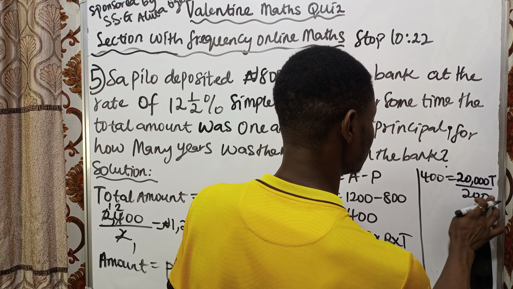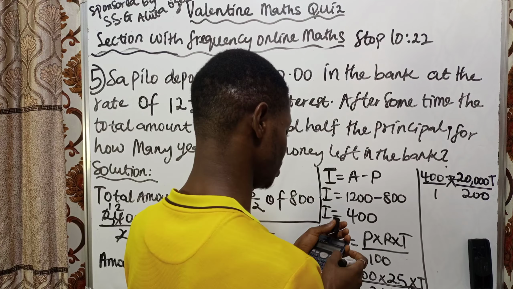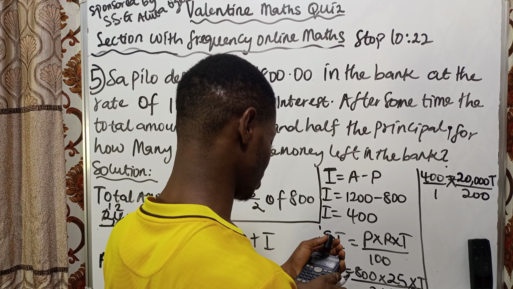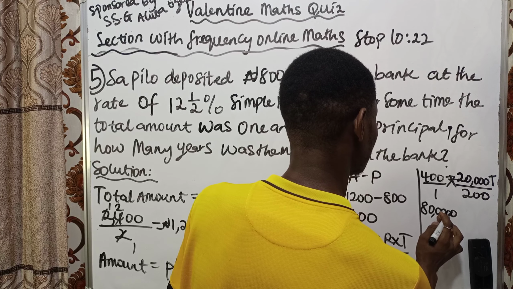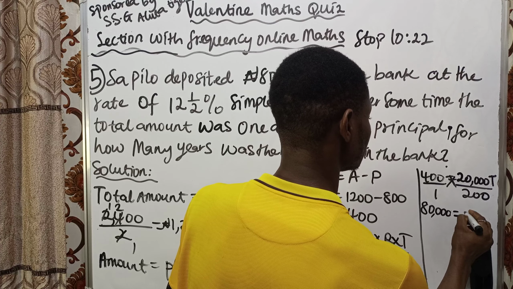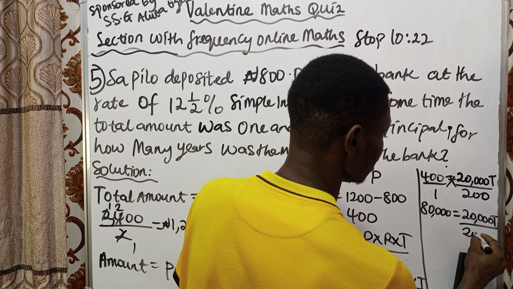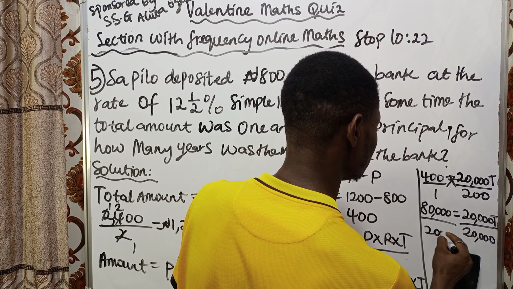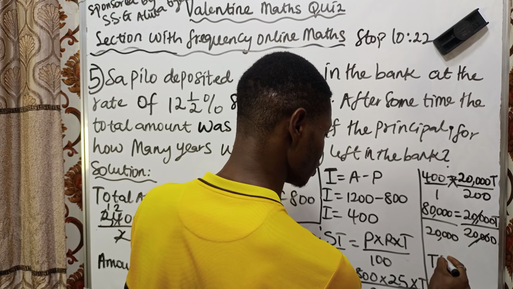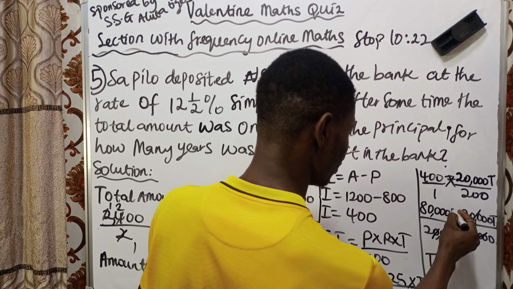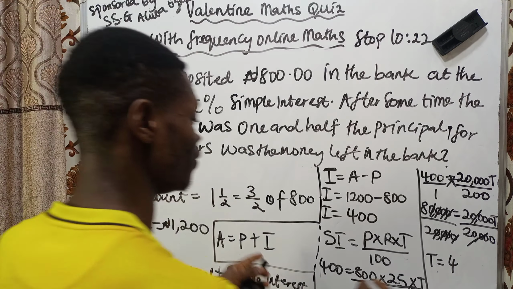Let's cross multiply first. 400 times 200 is 80,000. So 80,000 is equal to 20,000 T. We divide both sides by 20,000, cancelling this, and our T will now be 80,000 divided by 20,000, which will give me 4. So the time will be 4 years.